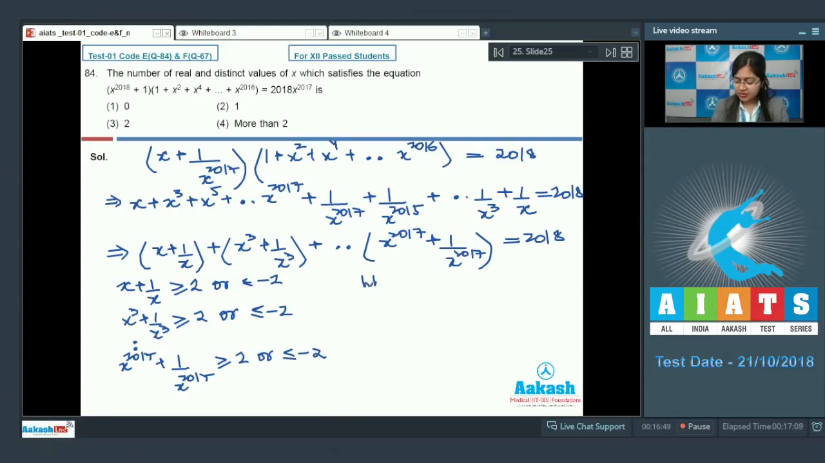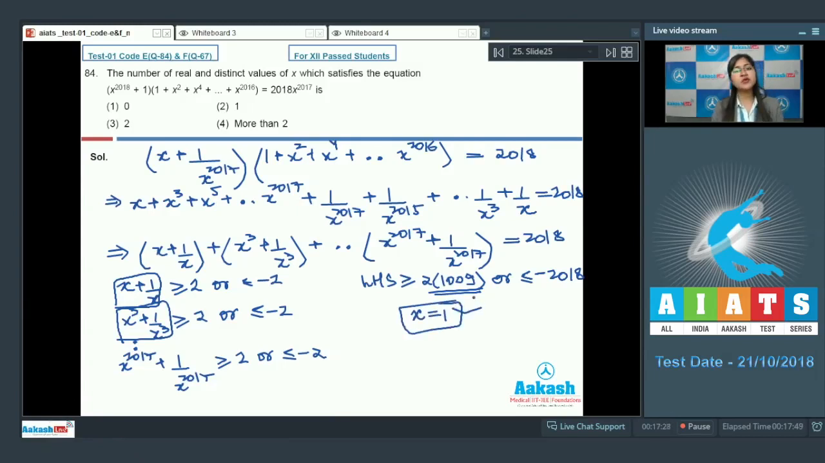So we can see that the left hand side is either greater than or equal to 2 times 1009, or it is less than or equal to minus 2 into 1009, that is minus 2018. Now for this to be equal to 2018, all the individual terms should be equal to 2, right? Which is possible only when x is equal to 1. So this is the only solution, right? So the correct answer is option number 2.